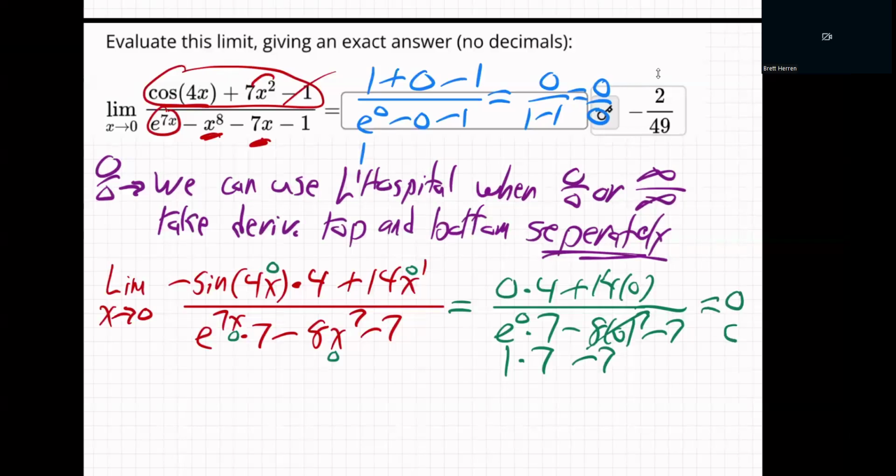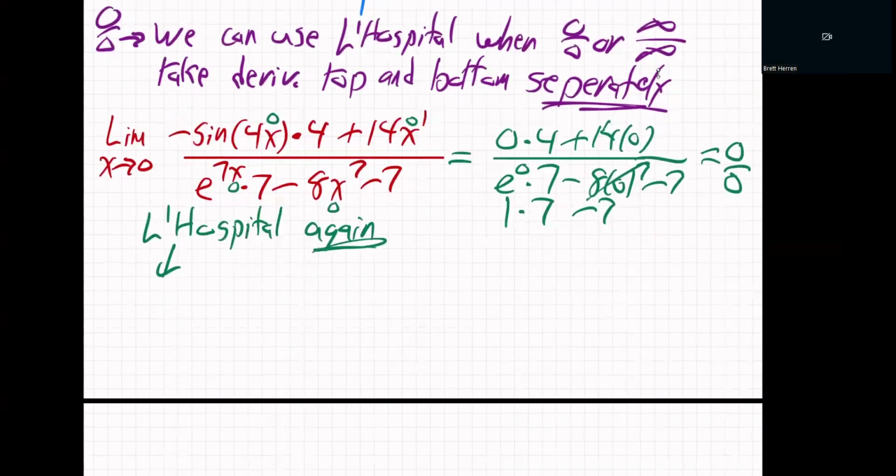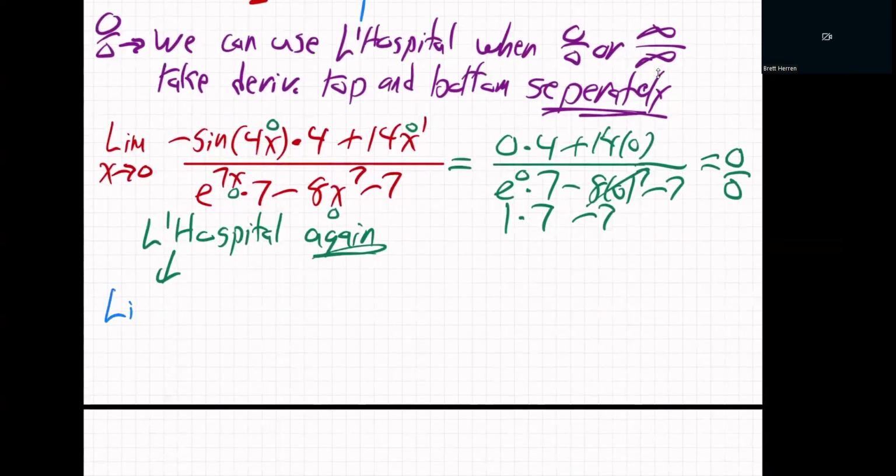Do you realize we get 0 over 0 again? So what are we going to do? L'Hopital again. Sometimes we have to do L'Hopital's rule 2 or 3 times. So let's do it again. So L'Hopital again. That means I'm going to take the derivative of the top and the bottom separately, again. So x goes to 0.